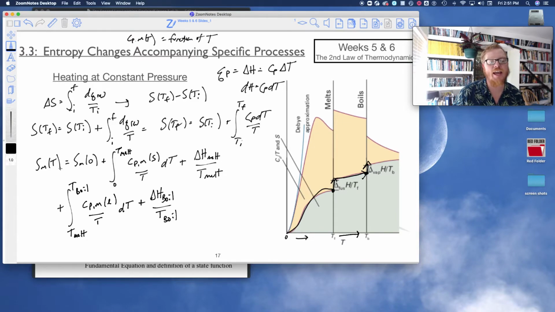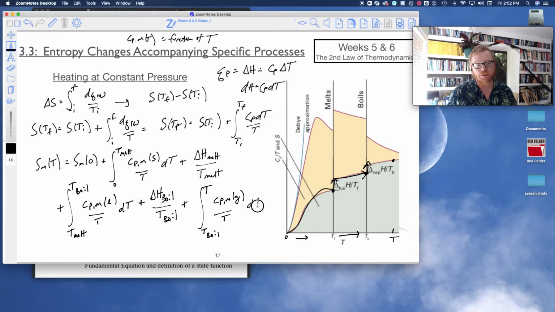But that still doesn't take me up to this generic T, whatever that T might be. Suppose it's somewhere right here, some gas phase temperature. So now what I need to do is integrate over the gas phase. I integrate from T boil to just T, and that's going to be the molar heat capacity of the gas phase divided by temperature, dT.